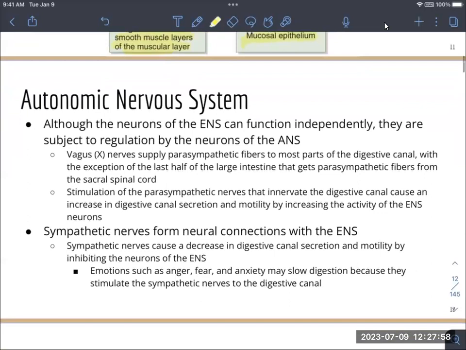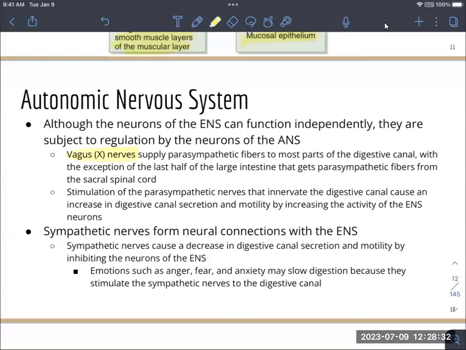So how does this autonomic nervous system work with your digestive system? Most of the neurons of the enteric nervous system, they can function without the brain. They can function without the autonomic nervous system. But that autonomic nervous system is going to come in and take over. They can overcharge something that the enteric nervous system is doing.